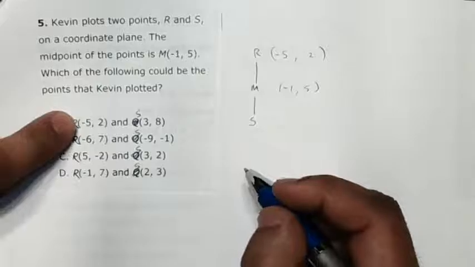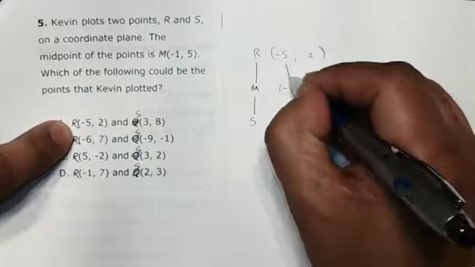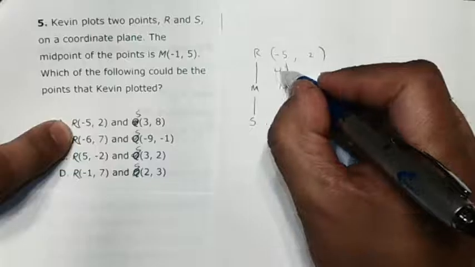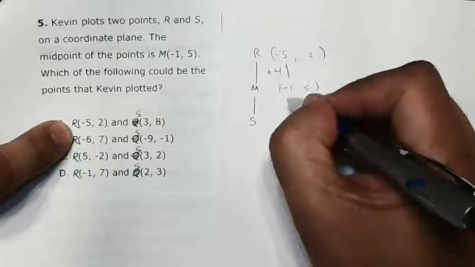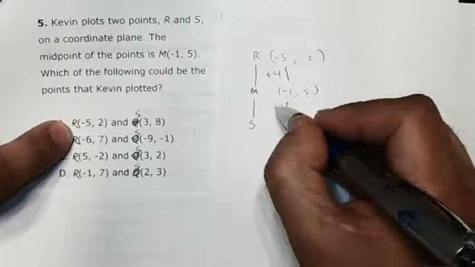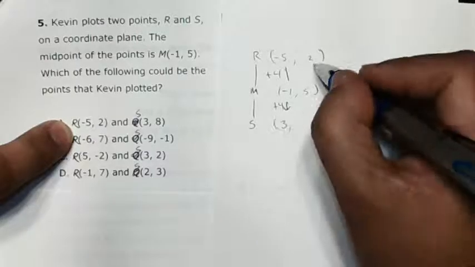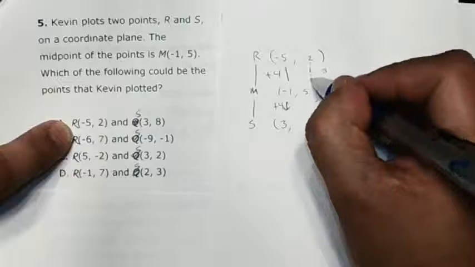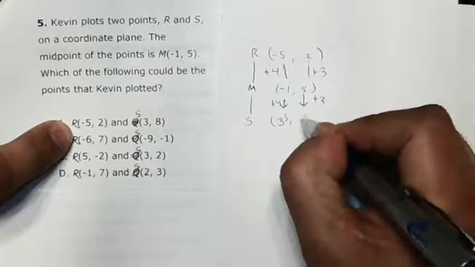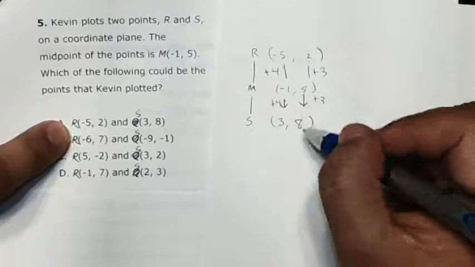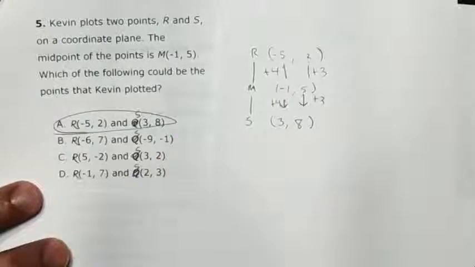Alright, if I'm at -5 and 2, the distance from -5 to -1 is going to be 4. But I'm adding 4, so I'd have to increase 4 here. So -1 plus 4 would put me at 3. And if I do 2 to 5, that's going to give me plus 3. If I add 5 to 3, that does give me 8. Alright, so this first one works.